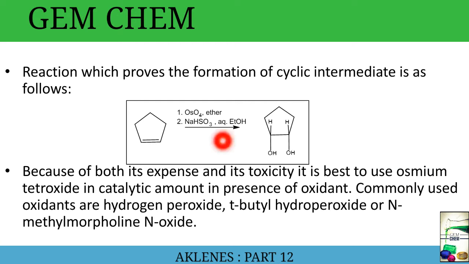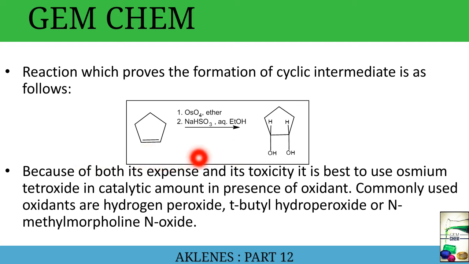Now if someone wants any proof of the formation of the cyclic intermediate, then this reaction can help. If you see, the two carbons are being bridged by a ring of pentene. When we dihydroxylate using osmium tetroxide and ether, in the presence of a reducing agent, then we get the OH groups on the same side.